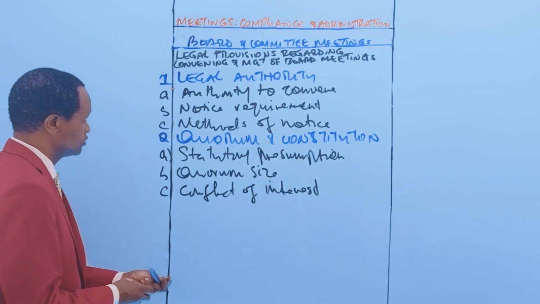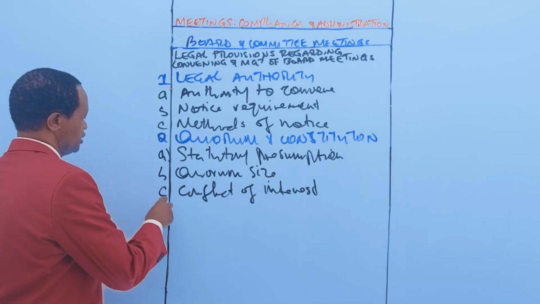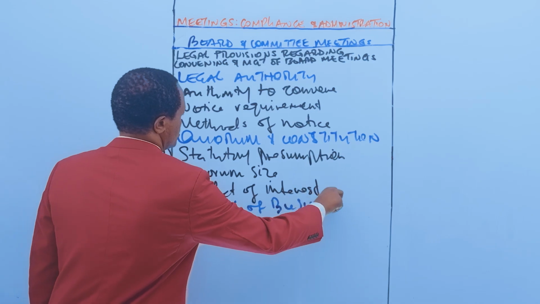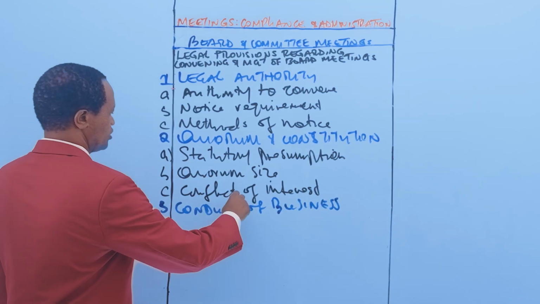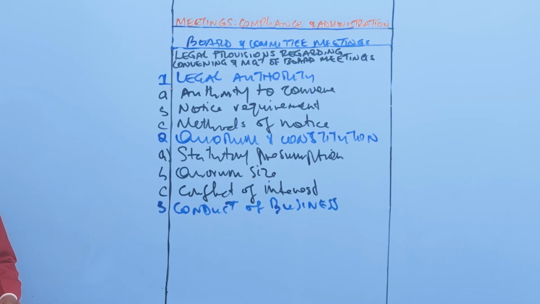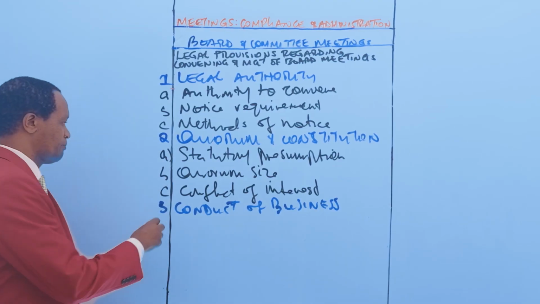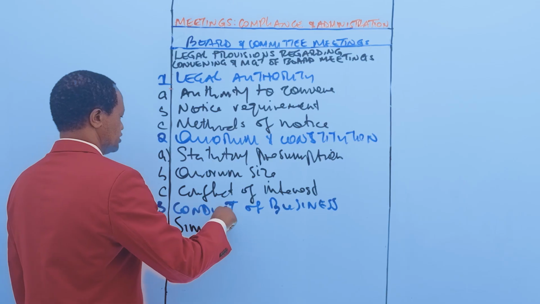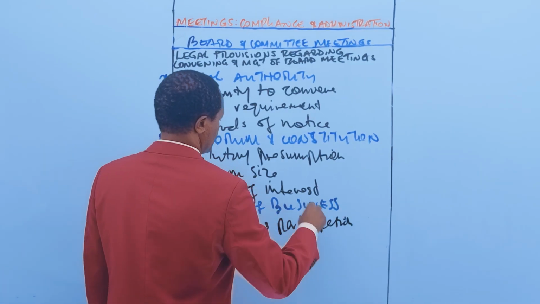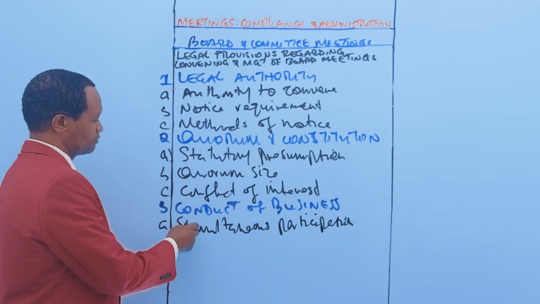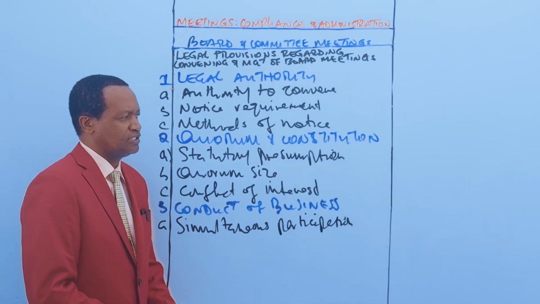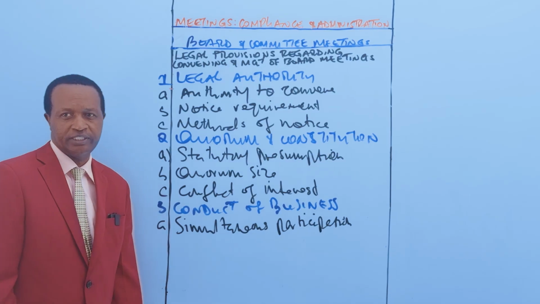Then moving on to the third legal provision, conduct of business. Now, in conducting business, there has to be what we call simultaneous participation. Simultaneous participation is a legal provision, especially where the meeting is virtual or hybrid.